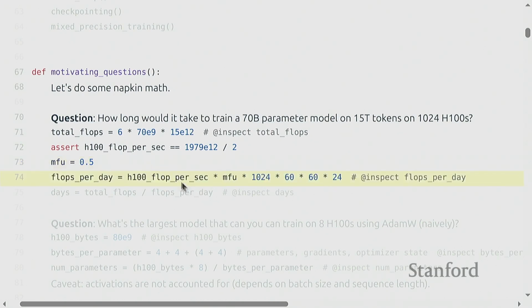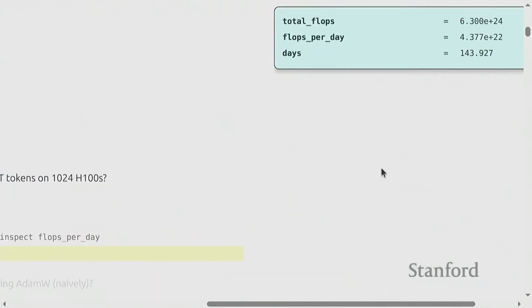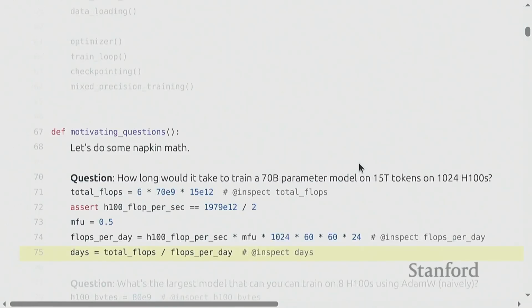And you can look at the number of flops per day that your hardware is going to give you at this particular MFU. So 1,024 of them for 1 day. And then you just divide the total number of flops you need to train the model by the number of flops that you're supposed to get. And that gives you about 144. So this is very simple calculations at the end of the day. We're going to go through a bit more where these numbers come from, and in particular where the 6 times number of parameters times number of tokens comes from.